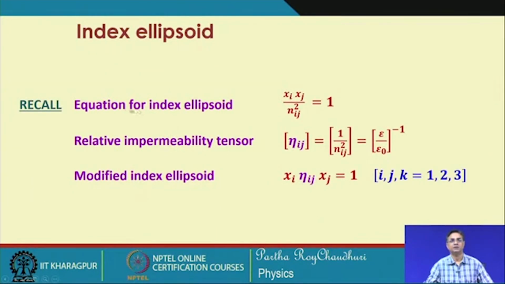So, let us recall that the index ellipsoid in the compact form is x_i j by n_i j squared, where n is the refractive index. In terms of impermeability, one can write it in this form, and therefore we can write this index ellipsoid in the compact form x_i eta_ij x_j. Here x is a column vector, its transpose is a row vector, and eta_ij will be the i cross j matrix elements. In this case it is 3 by 3, so 9 component elements. We have seen this earlier also.